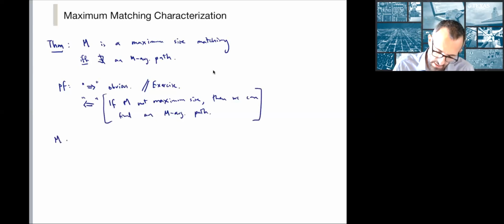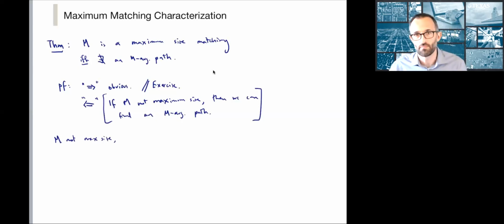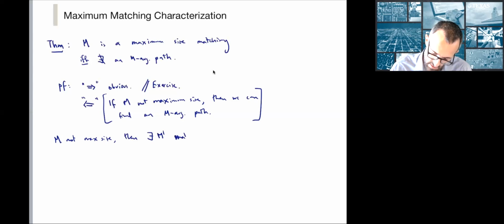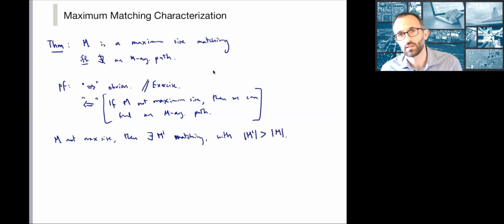Okay, so if M is not max size, then there is some other matching that is a bigger size. So then there exists, let me call that M dash, that's a matching. And M dash is going to be at least one bigger than M. So again, a matching is a subset of edges. Though we're going to be talking about the nodes or vertices that are covered or not covered by a matching, a matching is a subset of the edges.